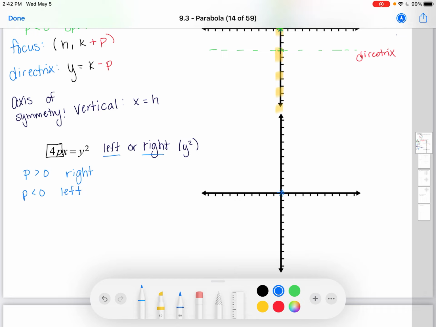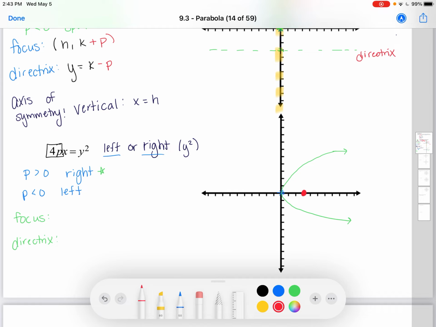For this purpose, we will assume that our p-value is greater than 0, therefore our picture will open to the right. So as soon as I do that, we will need to find our focus as well as our directrix. This time, knowing that my picture is going to open to the right, again, just getting a sketch going here, my focus is going to be inside of my picture, just giving an idea of where it might be.